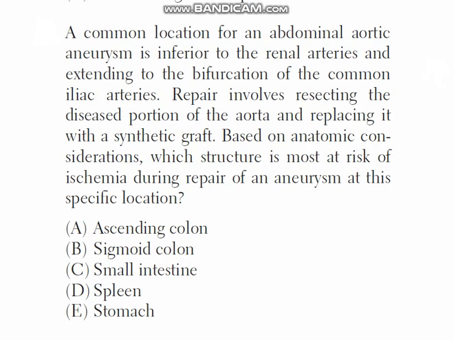The most common location for an abdominal aortic aneurysm is inferior to the renal artery and extending to the bifurcation of the common iliac arteries. Repair involves resecting the diseased portion of the aorta and replacing it with a synthetic graft. Based on the anatomic considerations, which structure is most at risk of ischemia during the repair of an aneurysm at this specific location? So we have to know the blood supply to the abdominal organs, small intestine, and large intestine.